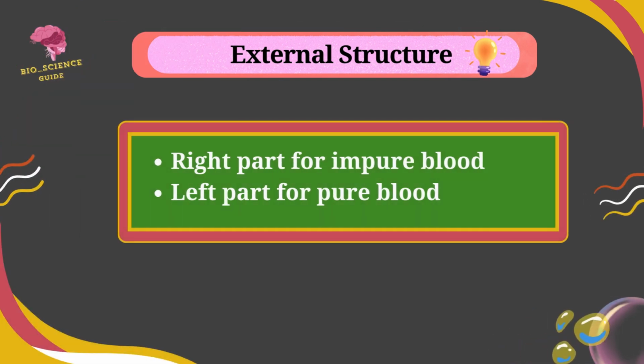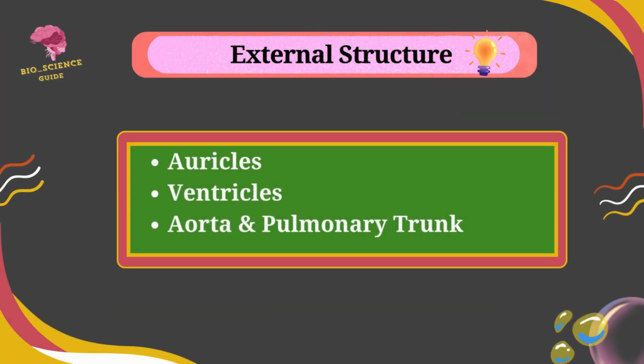The human heart has four chambers, two auricles and two ventricles. The right part of the heart contains impure blood and the left part contains pure blood. The external structure consists of auricles, ventricles, aorta and pulmonary trunk.